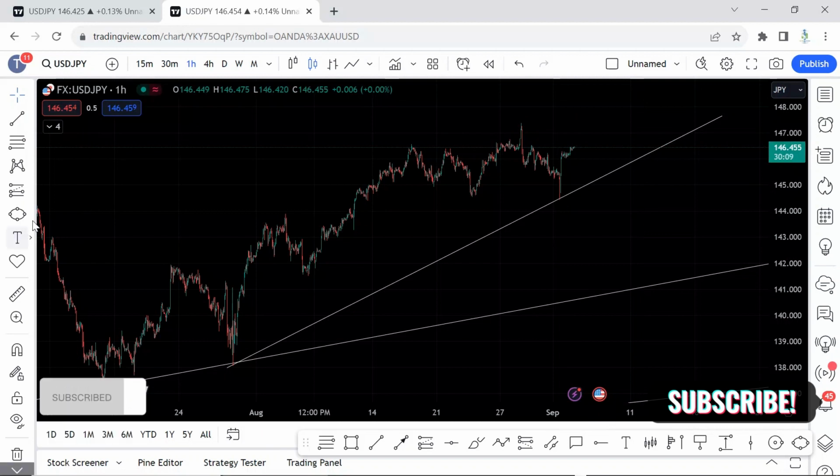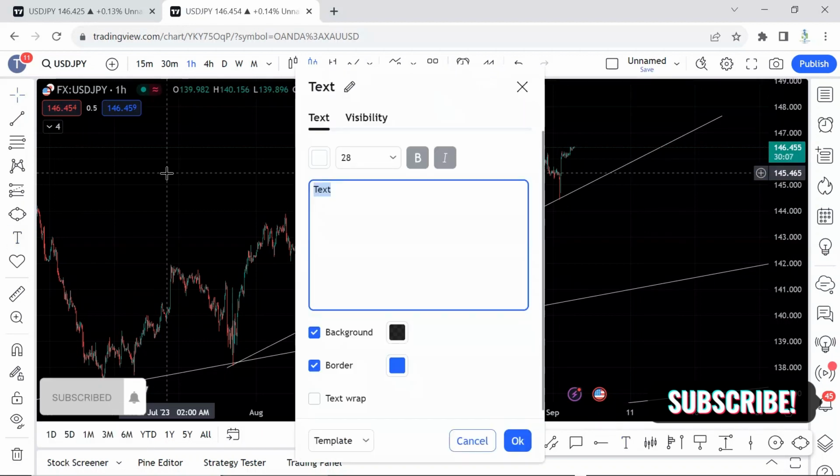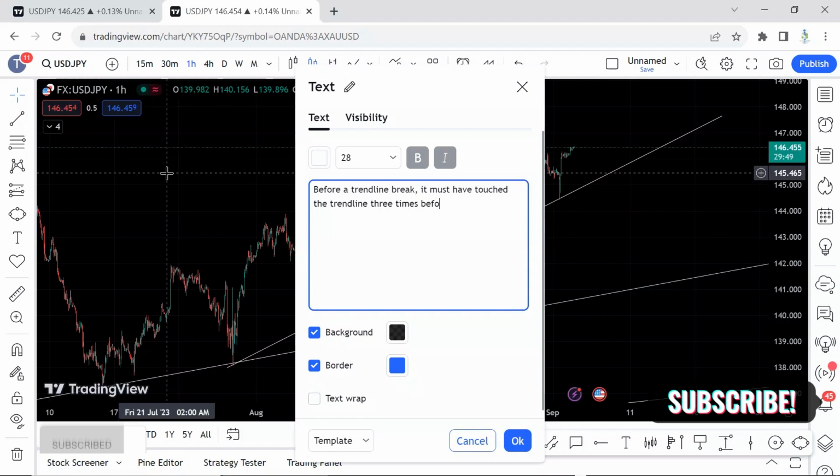But before any trend line can be broken, you must have a minimum of 3 touches. Let me write it down here. Before a trend line breaks, it must have touched the trend line 3 times before you can anticipate a trend line break.